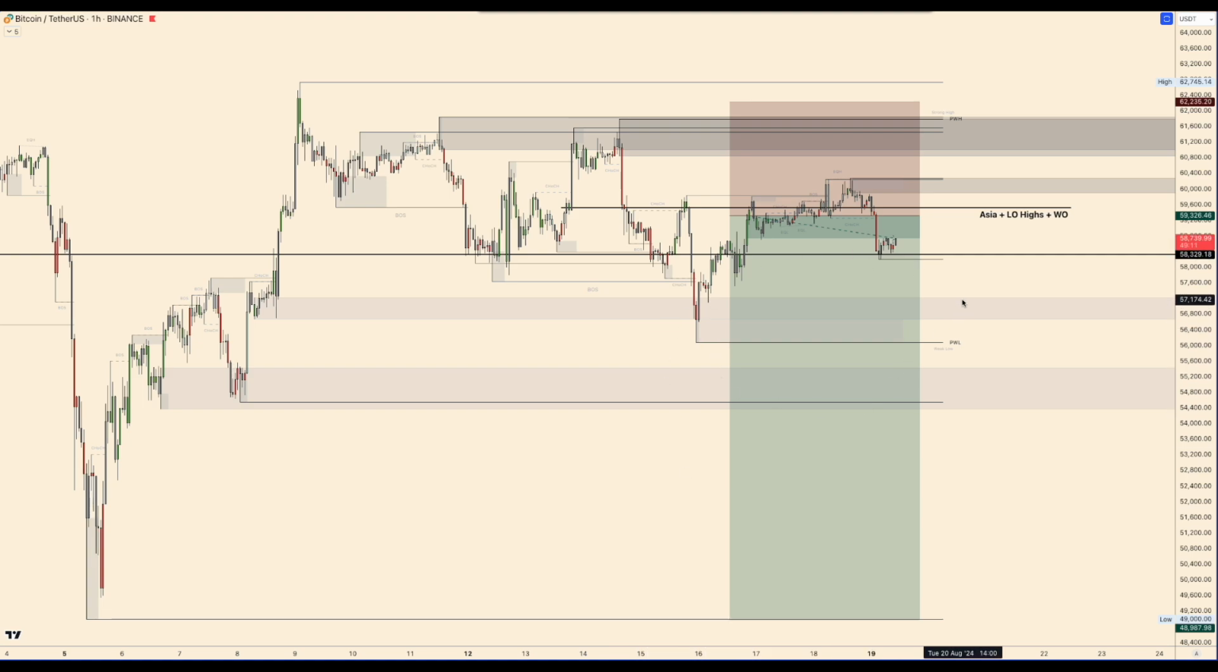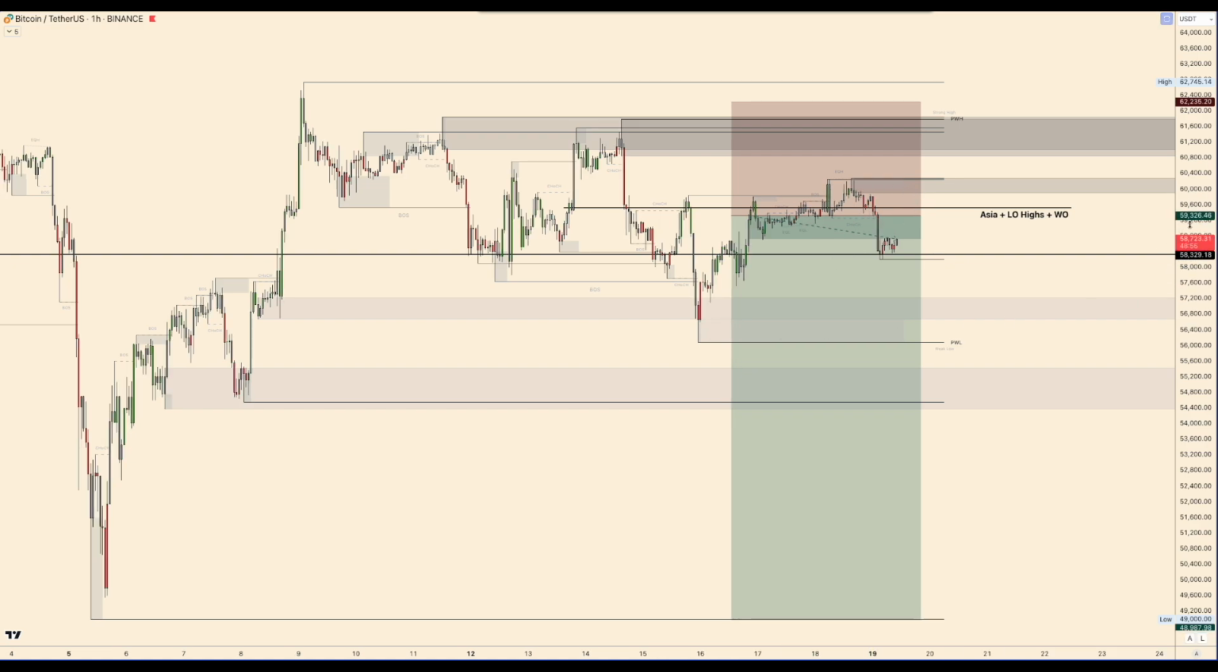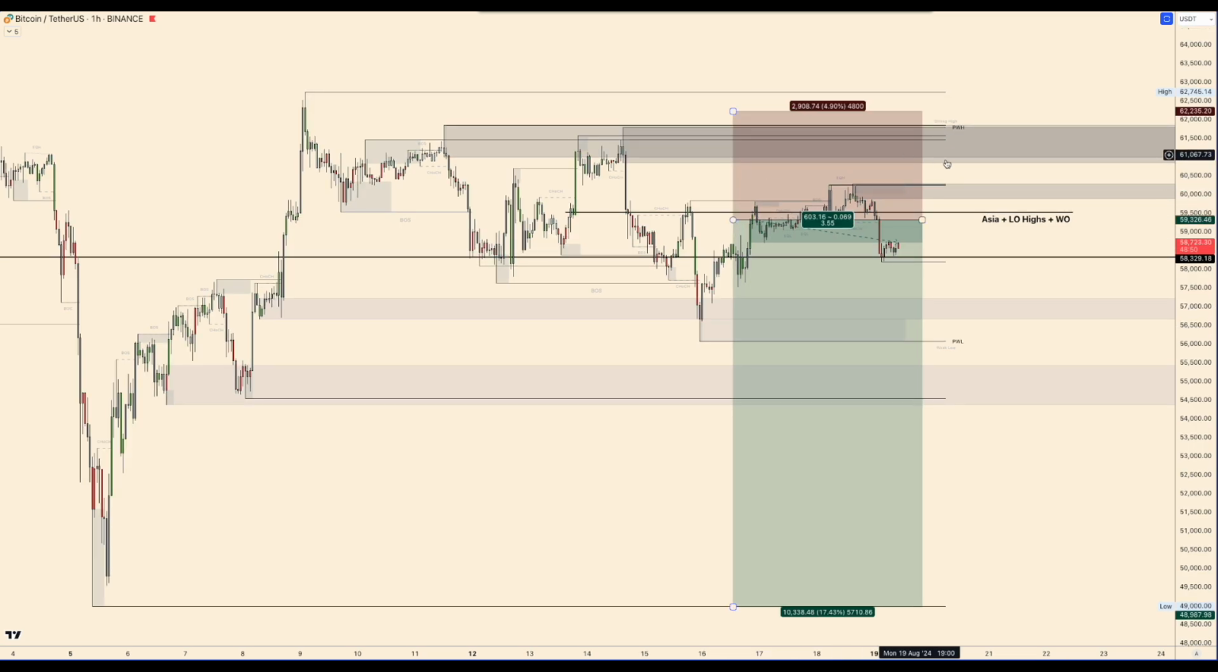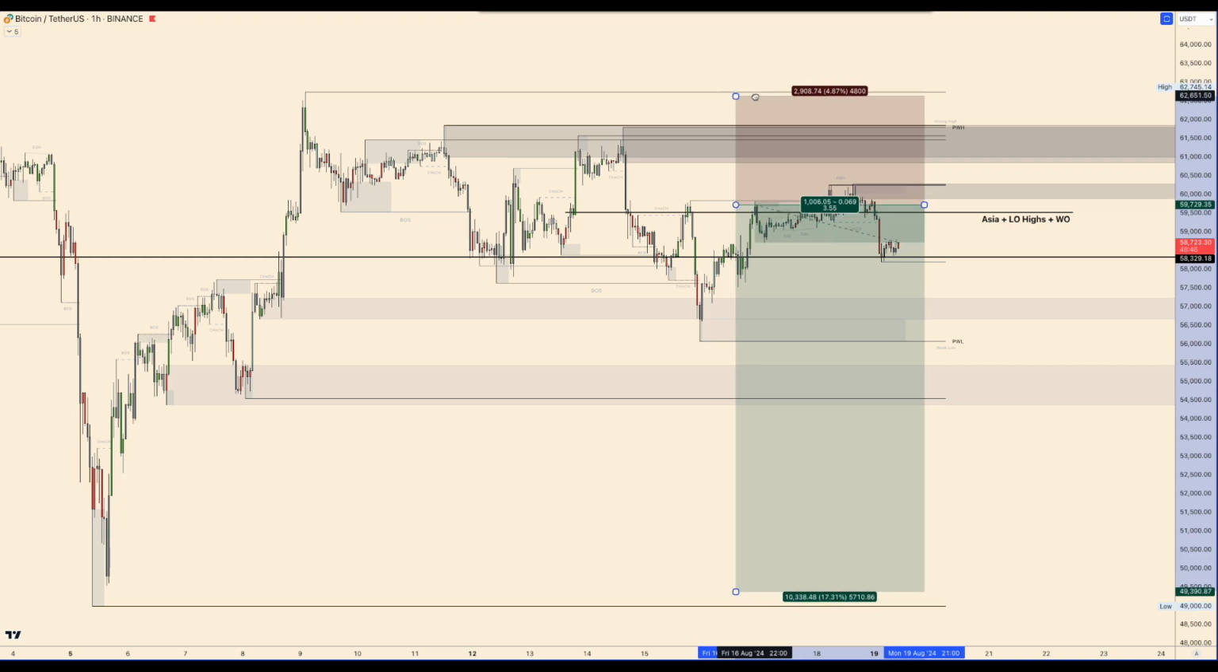Now, the other interesting part I want to show here is that this is the Asia plus London highs and weekly open, and this is from last week. My entry is somewhere within these levels, and then we're having the void. So this is just a very simple trade idea. Now, if you're going to adjust this to this week, we could probably use a bit higher entry, and you can see that we have this particular void there that might get filled.